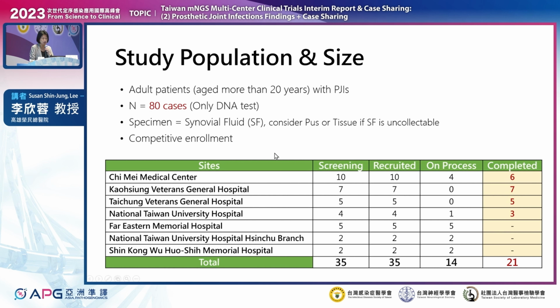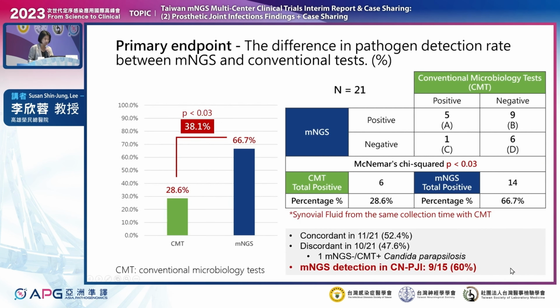The study aimed to enroll 80 cases, and I will be reporting on the preliminary report of the first 21 cases. The primary endpoint looked at the difference in the pathogen detection rate between NGS and the conventional test, showing that metagenomic NGS has a high pathogen detection rate of 66% compared to 28% using conventional microbiologic tests, showing a significant difference of 38%.